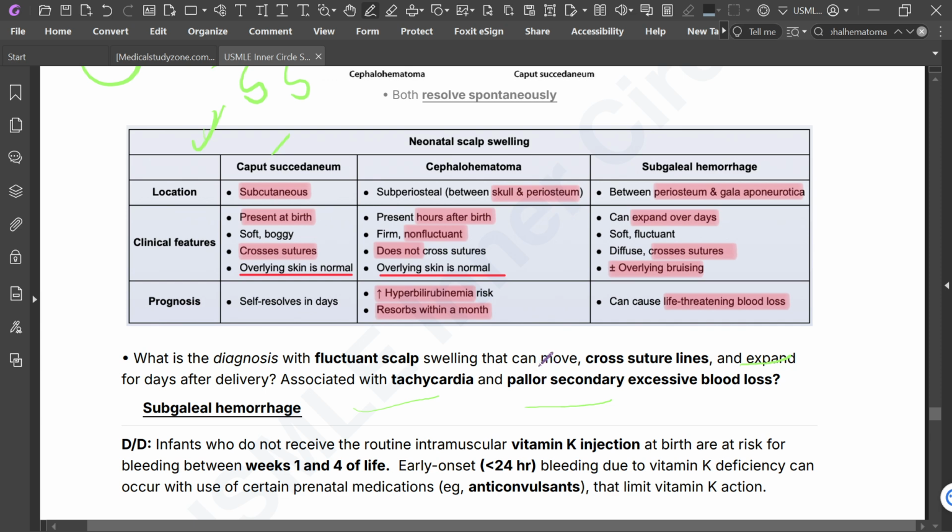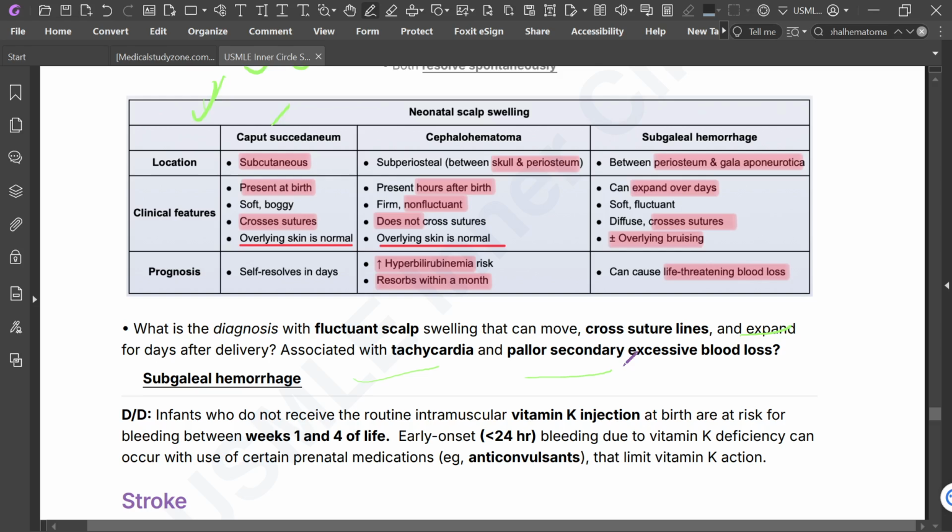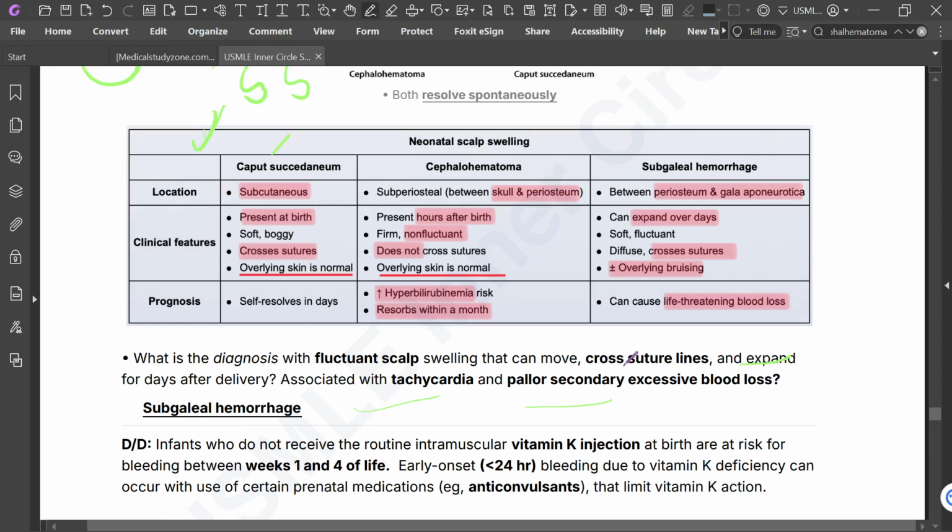It is subgaleal hemorrhage. Infants who do not receive the routine intramuscular vitamin K injection at birth are at risk of bleeding between weeks 1 and 4. Early onset bleeding, less than 24 hours, is due to vitamin K deficiency and can occur with use of certain prenatal medications, such as anticonvulsants that limit vitamin K action.